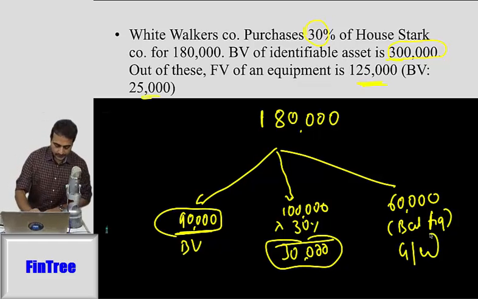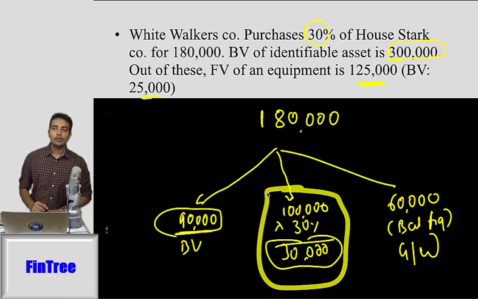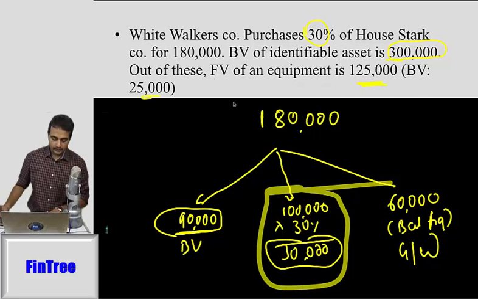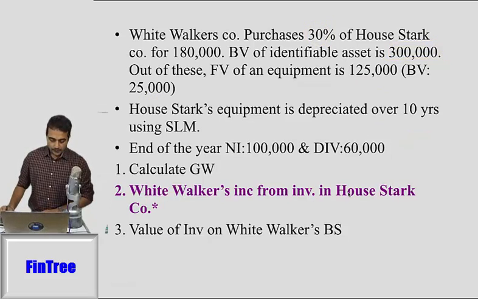And then it is this 30,000 that we have to depreciate separately over and above what depreciation we have in the books of the investee. And we would depreciate that over what life? They've given in the question 10 years. So that was your part 1. So calculate goodwill, this is done.